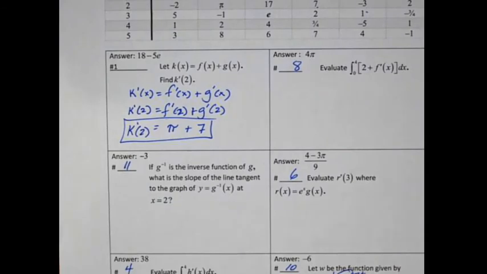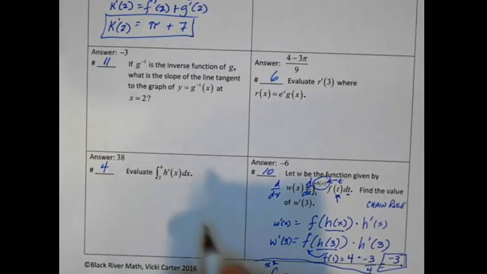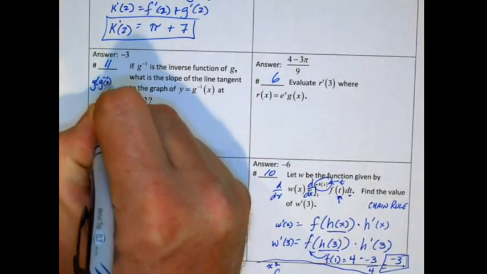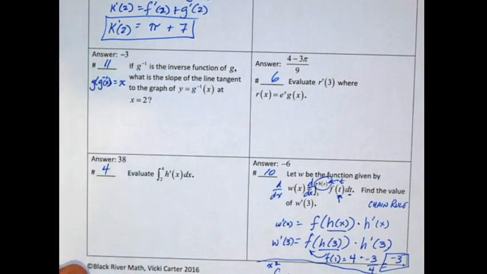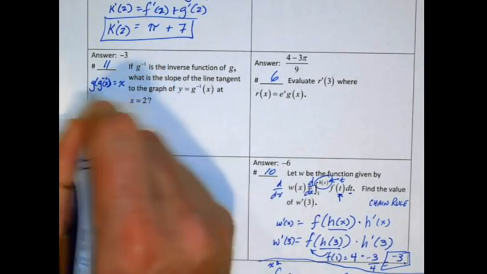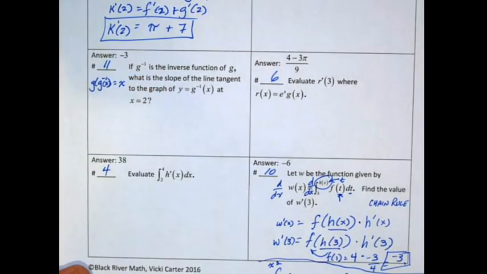So the inverse functions, I'm going to go over a little bit with inverse functions one more time. g to the negative 1, it's not to the negative 1 power, is the inverse function of g, which means that g of g inverse of x is going to be x. If they're inverses of each other, they're going to have a value of x. Now you can find the derivative of each side, and ultimately you're going to get 1 over g prime of g inverse of x.